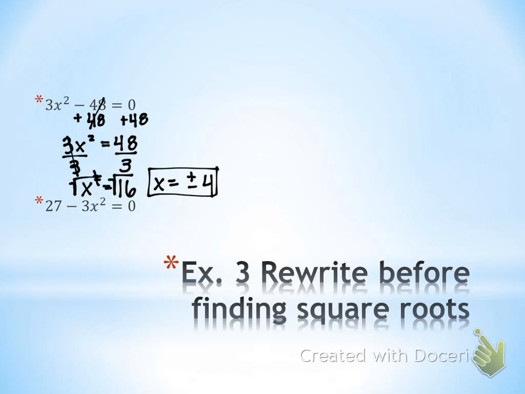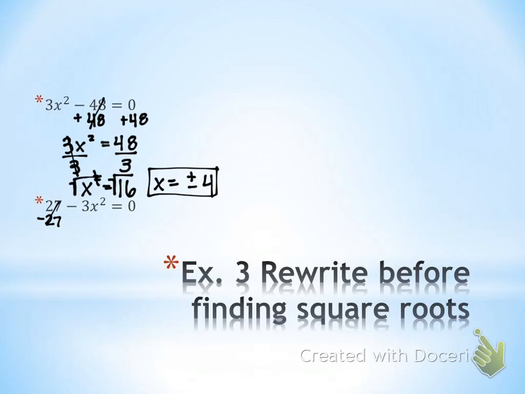All right, let's do this last one. Now, this last one is set up a little bit different. Okay, what do I need to move first? The 27. And Janelle, tell me, is the 27 positive or negative? Positive. It is positive. So the only way to move it to the other side is subtract. Don't let this negative sign here fool you.